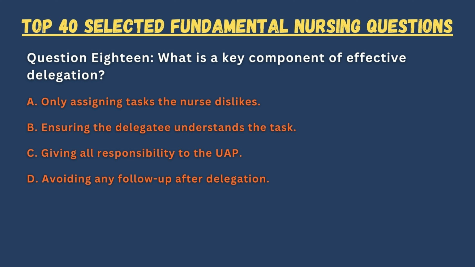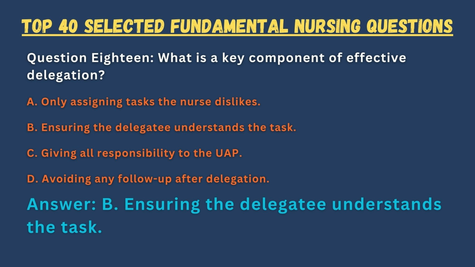Answer. C. HR 48 BPM. Question 18. What is a key component of effective delegation? A. Only assigning tasks the nurse dislikes. B. Ensuring the delegatee understands the task. C. Giving all responsibility to the UAP. D. Avoiding any follow-up after delegation.